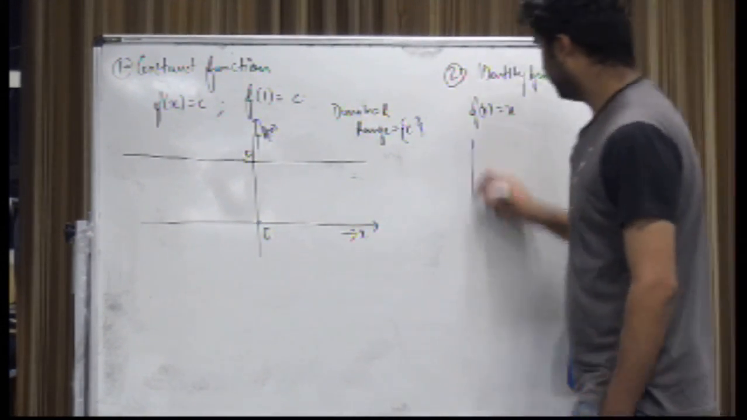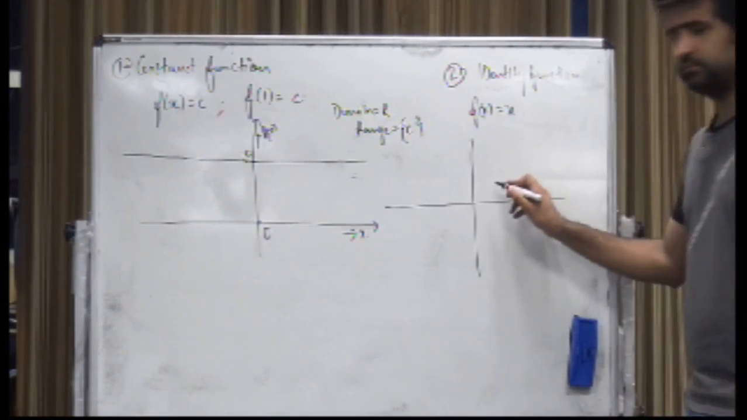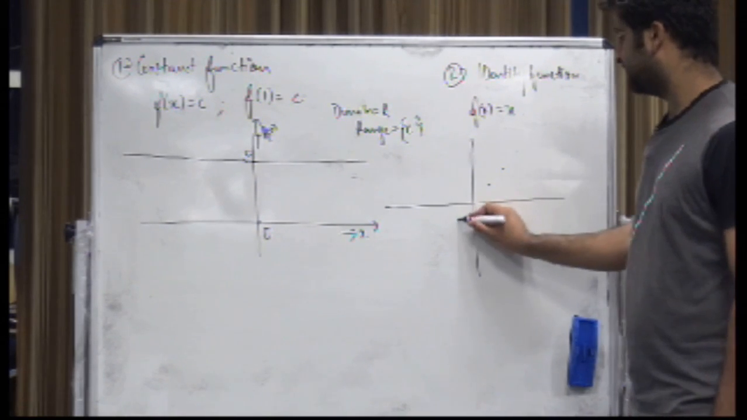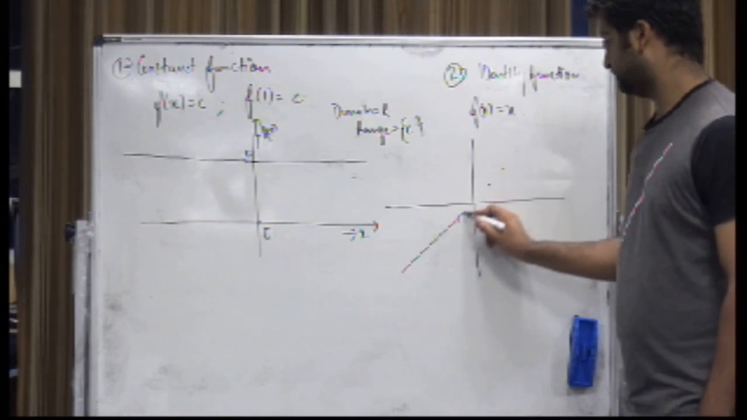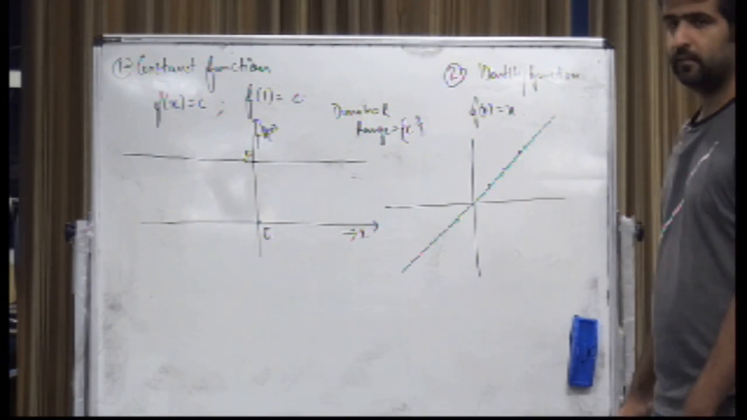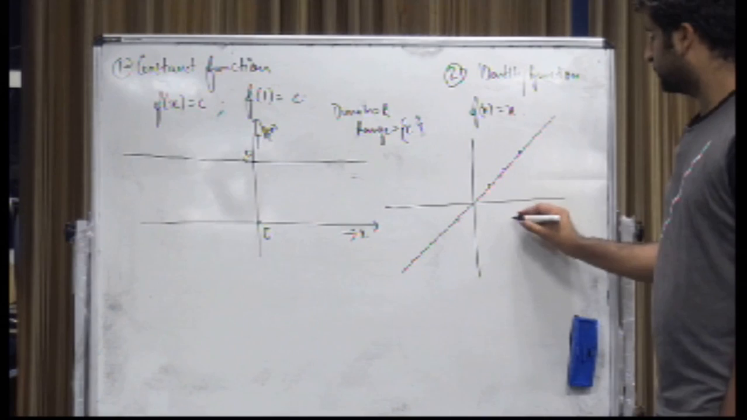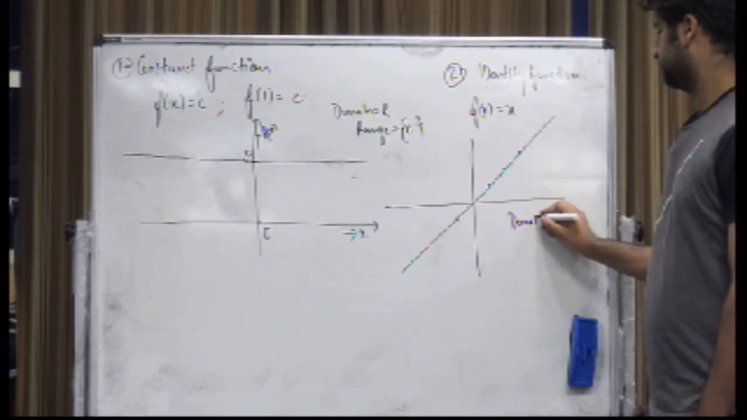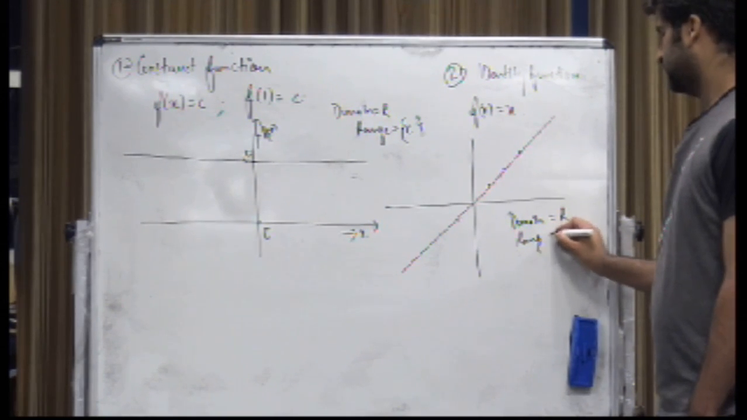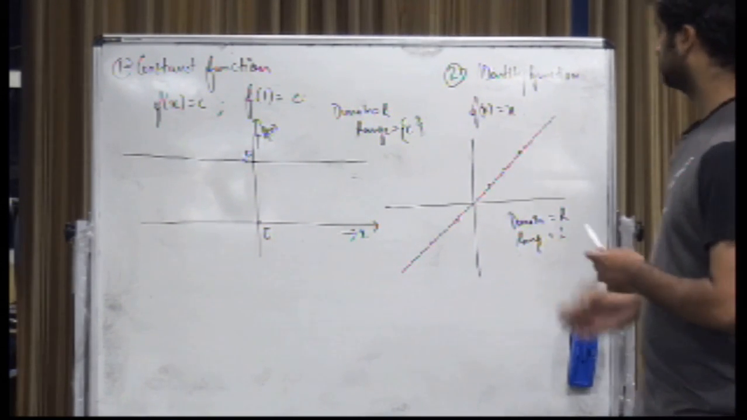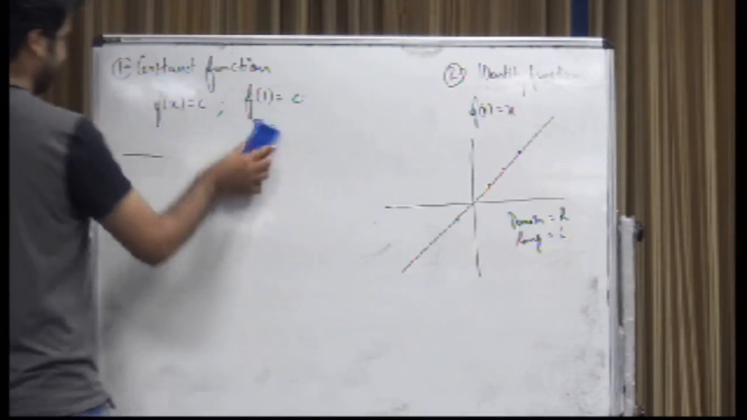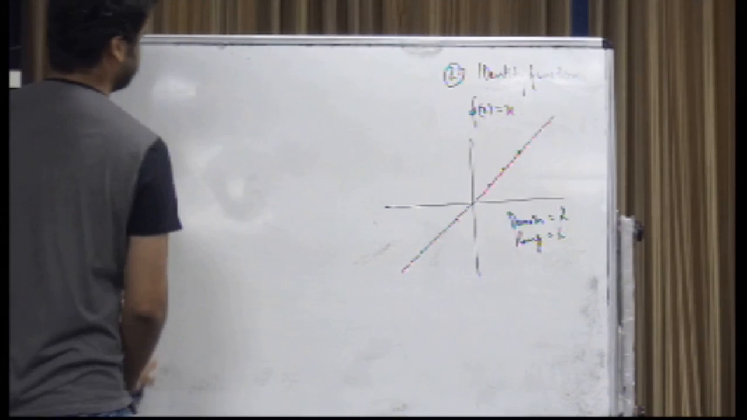So you get, for x is equal to 1, you get 1. X is equal to 2, you get 2. So 1, 1, 2, 2, 3, 3, minus 1, 1. This is the graph you get. Right? So this is the graph of f(x) is equal to x. Domain, all real numbers. Range, all real numbers. So this is called identity function, because whatever value you are putting, the answer is the same one.